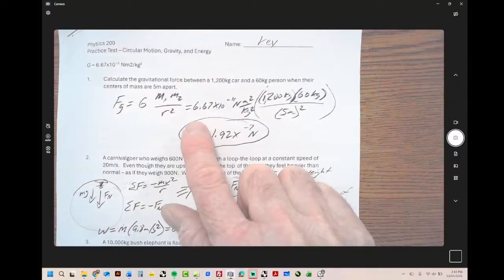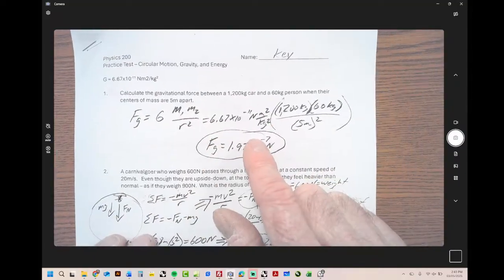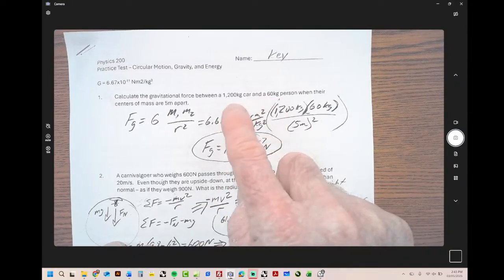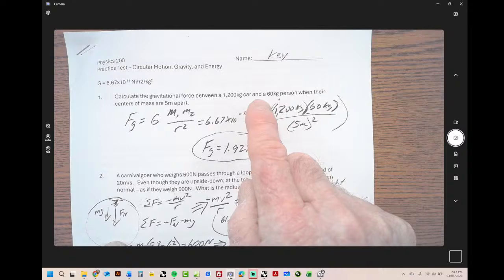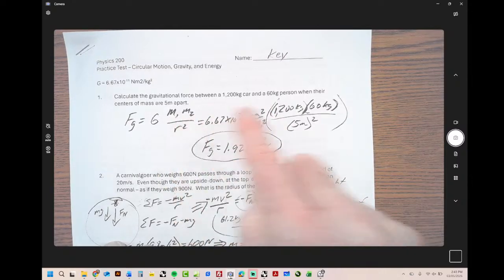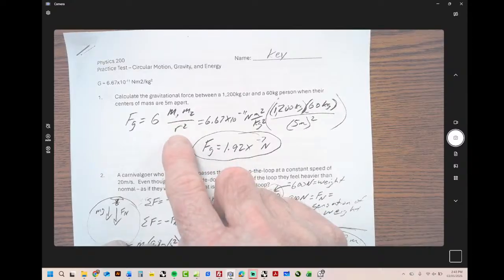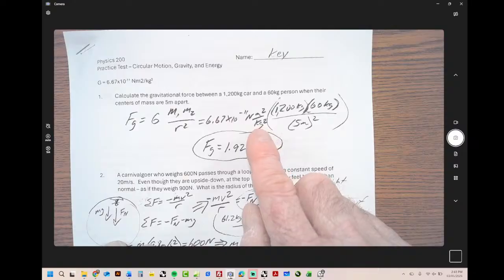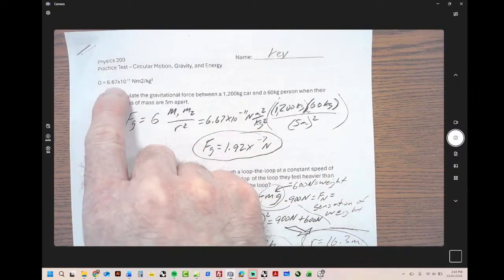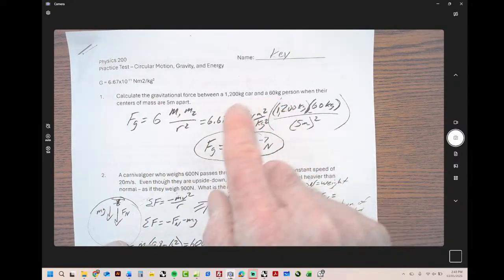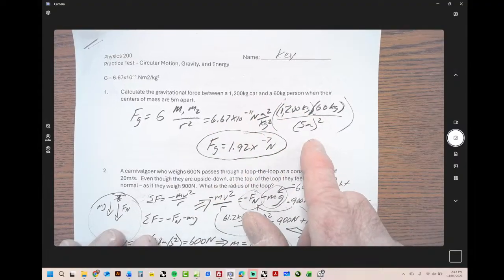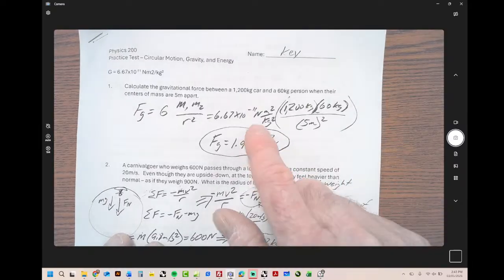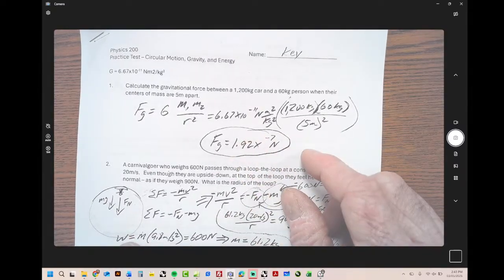So the first one, there's really not much to say here. You're given a mass, you're given another mass, you're asked to find the force of gravity between them. So you just plug in those masses, multiply them together, and then divide them by the square of the distance between them. And then multiply that by the gravitational constant, which is right there. So if you're having trouble with the computation of this, come and see me or talk to somebody else. I'm not going to go through all the calculator work in this video.